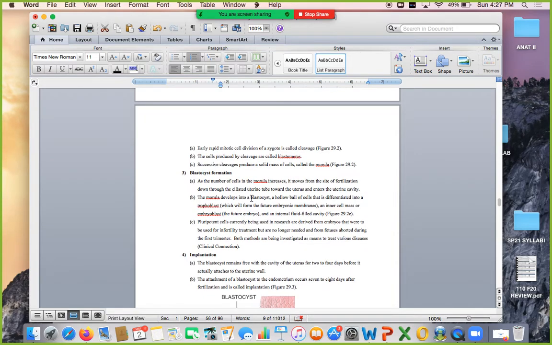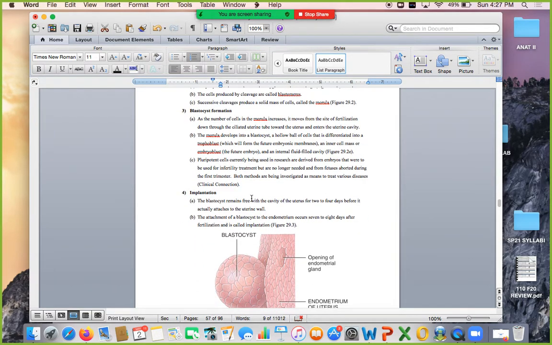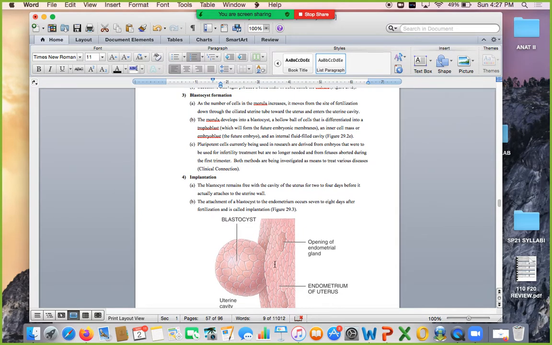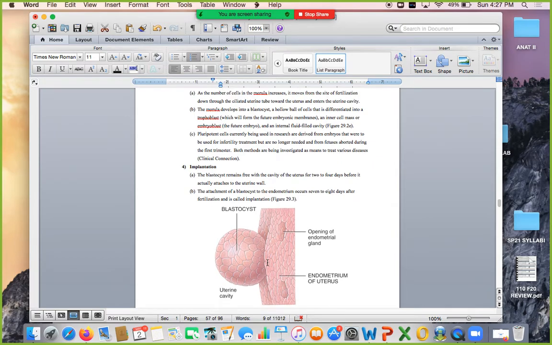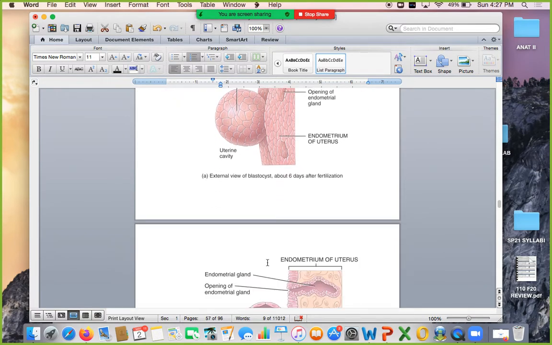And eventually that blastocyst is going to end up binding to the endometrium of the uterus. Now, mind you, the blastocyst is hollow inside, so you can't really see that, but it's going to be binding to the endometrium of the uterus, and it's going to bury its way into the uterus until it's finally entirely embedded into that nice thick endometrial layer, which is present at this time.